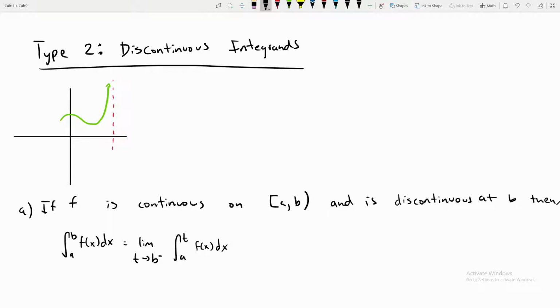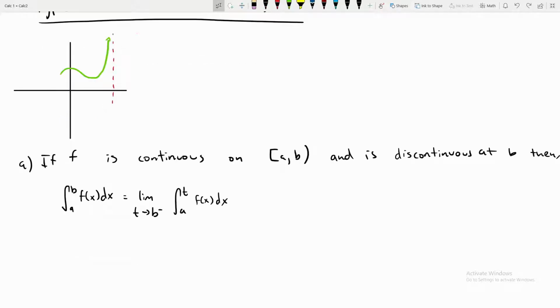So part A of discontinuous integrands, or type 2 improper integrals, says that if f is continuous on some domain, but it excludes b over here, and it is discontinuous at b, as we saw, then this integral from a to b of f of x is equal to the limit as t approaches b from the left of that same integral, and now we plug in this placeholder of t or whatever variable we decide to use over here.